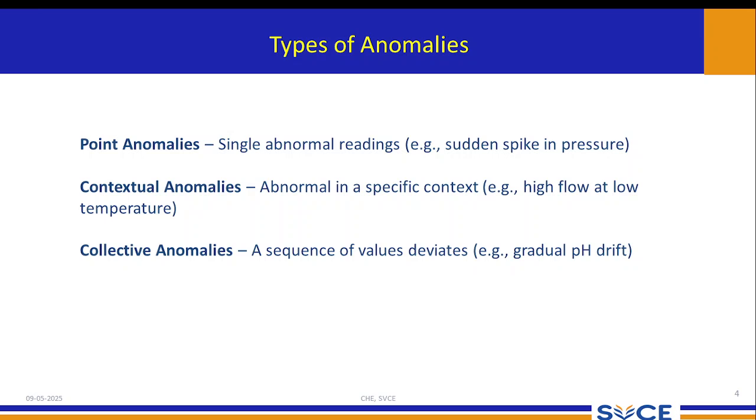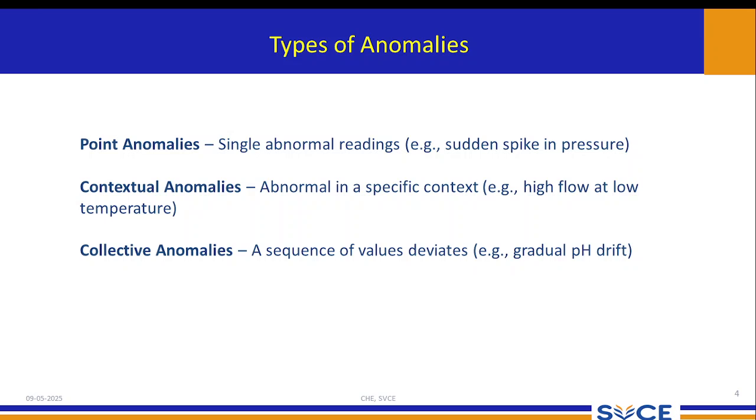Coming to contextual anomalies: these are abnormal in a specific context, for example high flow at low temperature. So it is a contextual anomaly. Collective anomalies: because of deviation there may be some shift. For example, a gradual pH drift may be identified during the process. This type of anomaly is called a collective anomaly, where the sequence of values deviates.